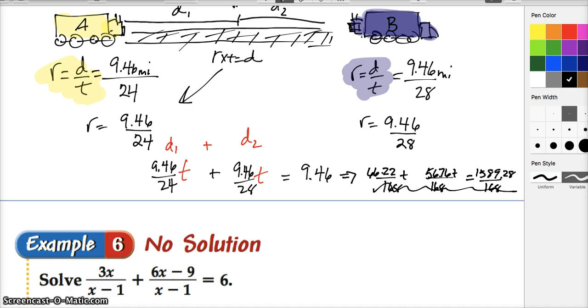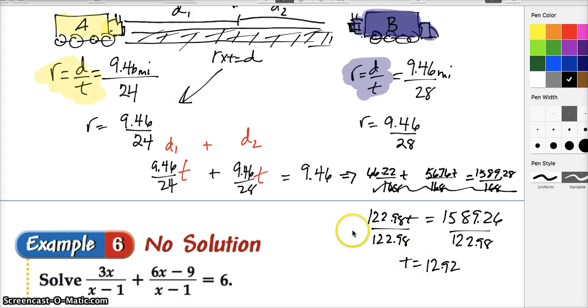We're going to join like terms together. That means joining those T terms. We get 122.98 T when you join these guys together, is equal to 1,589.26. We're going to divide both sides, as you know, and we end up with t is equal to 12.92.